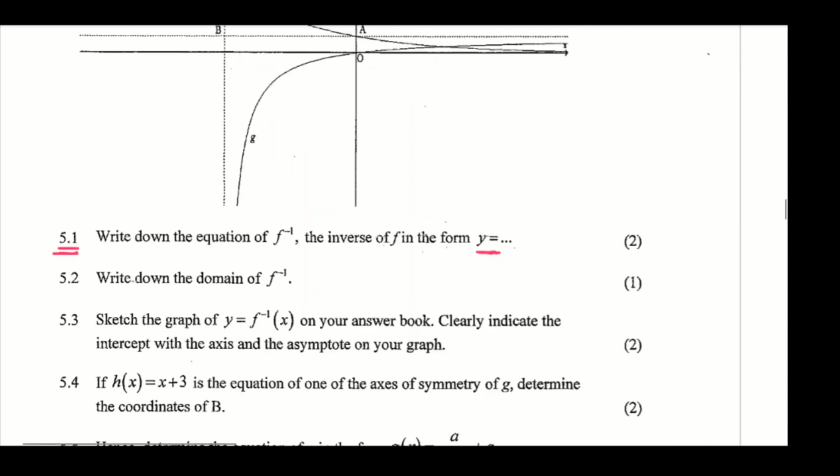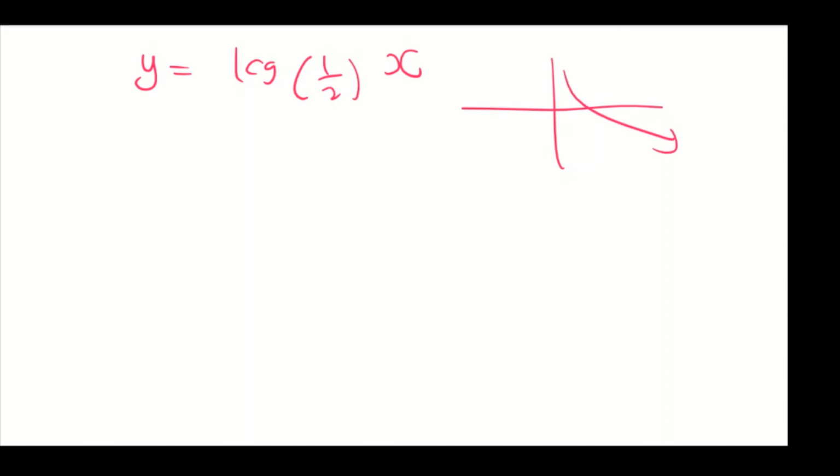So now in 5.2, we are asked to write down the domain of the inverse of f. To find the domain, we know that our inverse is y equals log base 1/2 of x. If you were to draw this inverse, you're going to have something looking like that. And what you need to note is this is the y-axis, this is the x-axis.